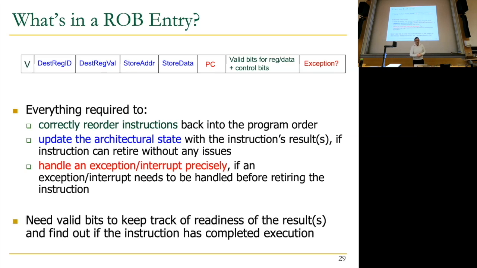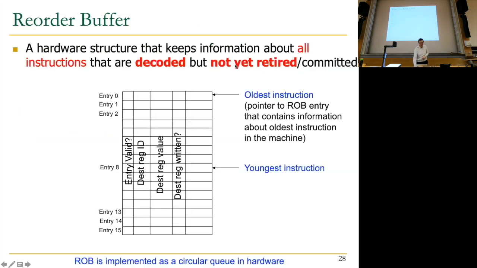So you need to have valid bits to keep track of the readiness of the results and find out if the instruction has completed execution. That's the purpose of these valid bits over here. And that's essentially what I showed over here. Destination register written is essentially a valid bit saying, has this instruction written to the destination register? And if so, then the register value over here is the value that this instruction produced.